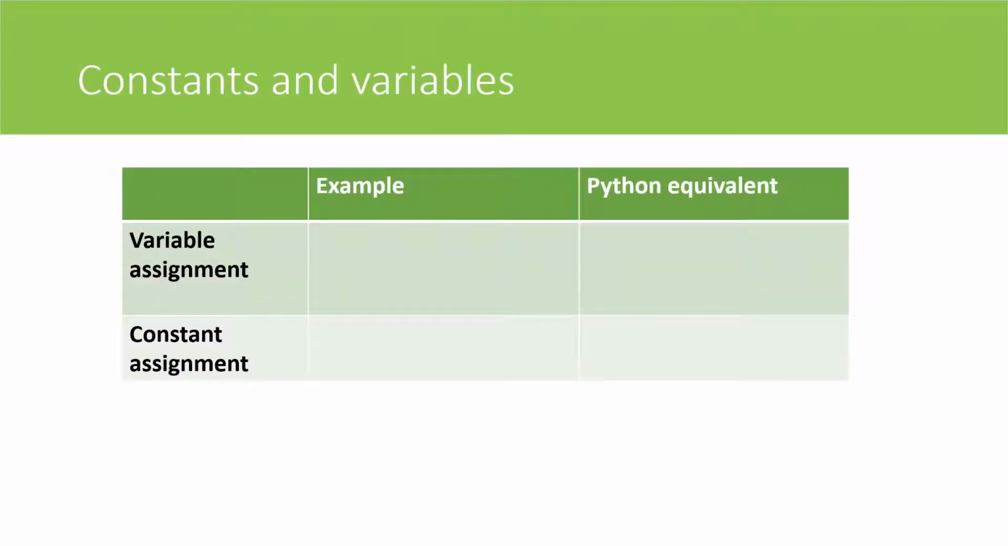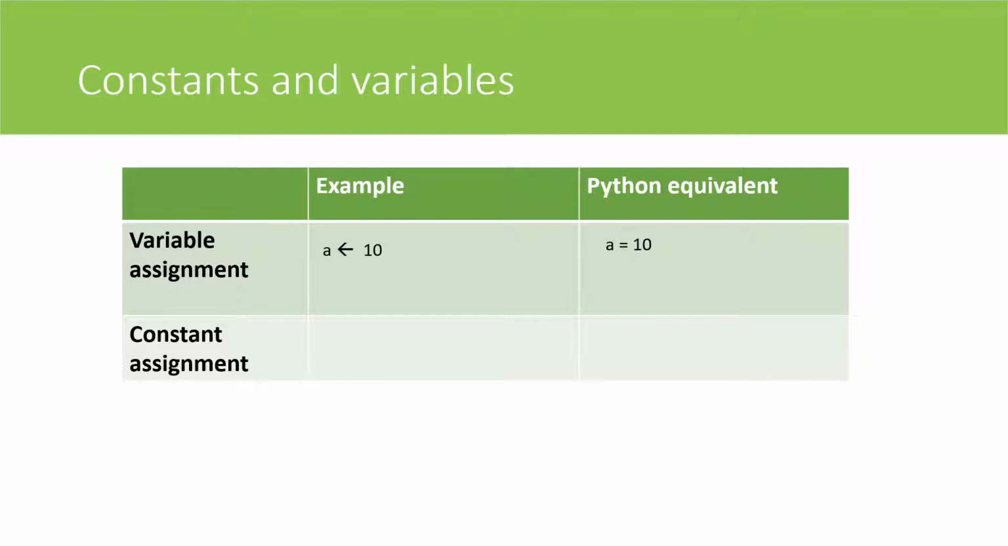So first of all, how do we represent constants and variables? To do a variable assignment, we have our variable name, in this case it's a, and then we assign it using an arrow, and then we have a value here which is 10. The Python equivalent for that would simply be a equals 10.